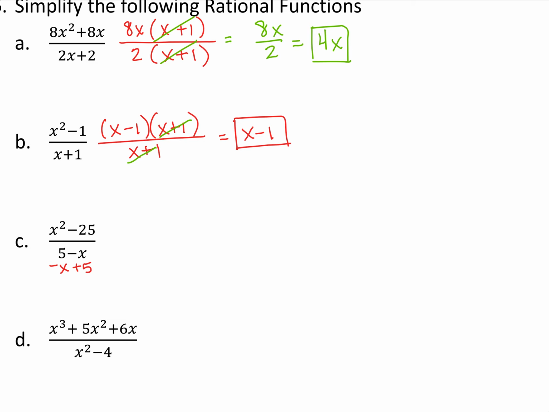All right, so I'm going to start with my top. I have x squared minus 25. Of course, that's a difference of squares. I know that it's x minus 5, x plus 5.